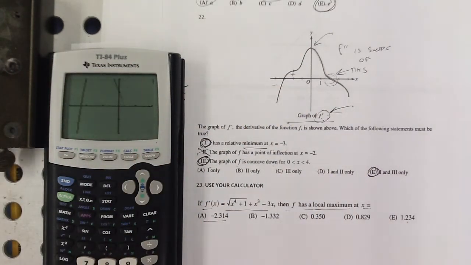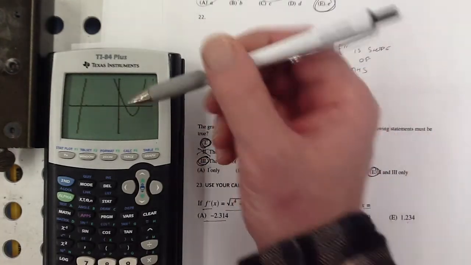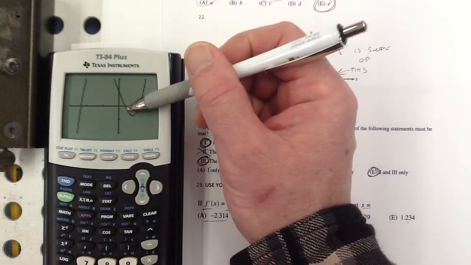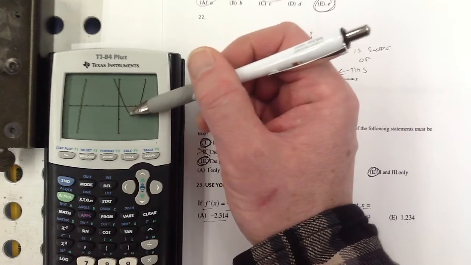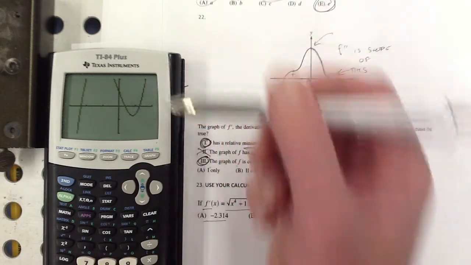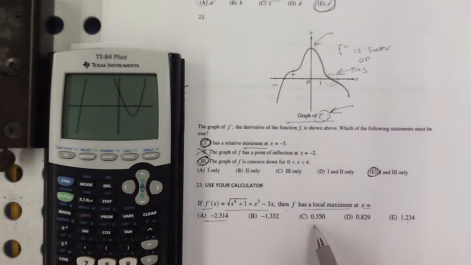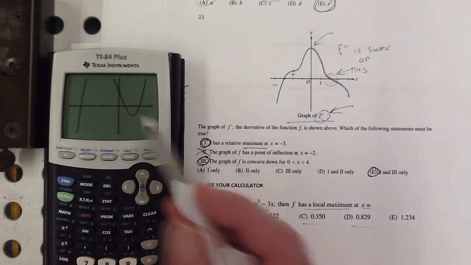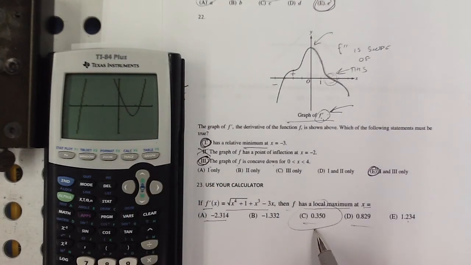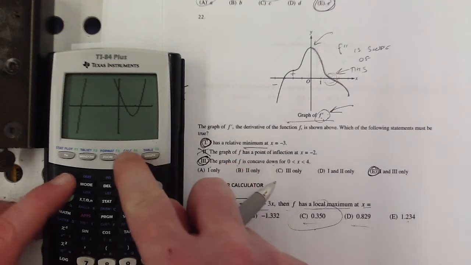Remember, we need a place where the derivative goes from being positive to negative, right? Increasing to decreasing. So it's right there. It's in between 0 and 1. Looks like I have 2 contenders. It looks like it's definitely less than a half. But you want to be sure.